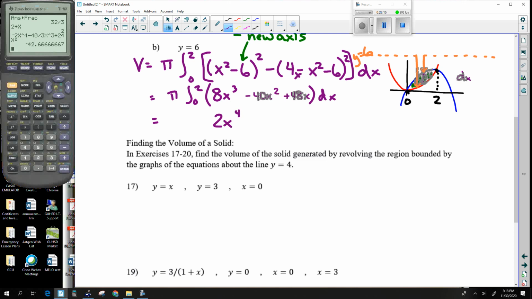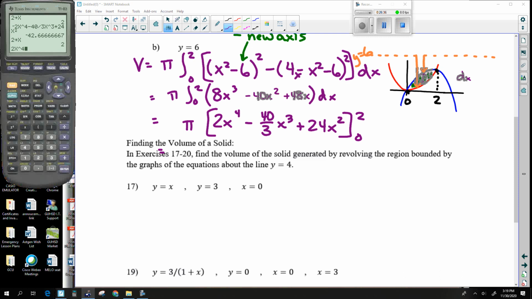So let's try this one more time. X to the fourth, x to the third, and then 4x squared, from 0 to 2 with pi. Okay, let's try this again. 2x to the fourth. Yeah, that looks a lot better.